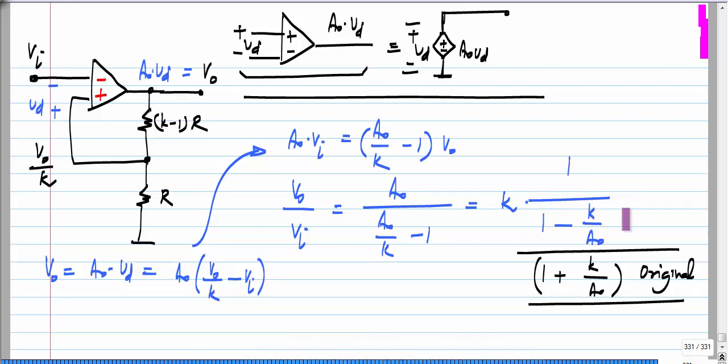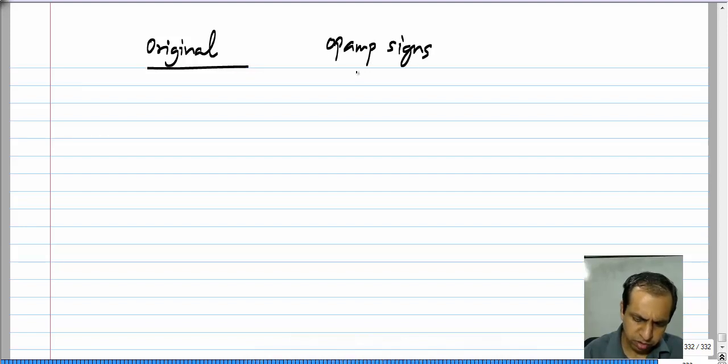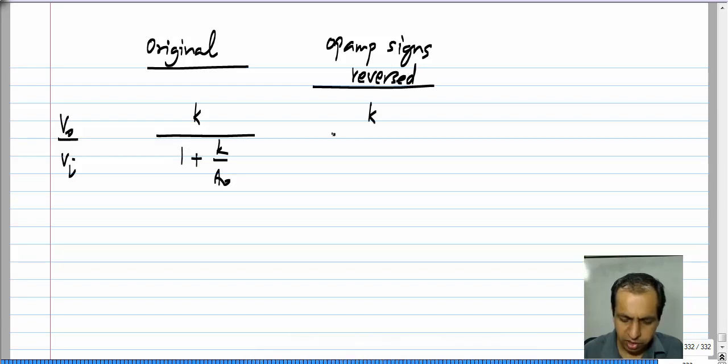Now, this does not look very significantly different, because we are considering cases when k by A naught is very small, because the gain of the op amp A naught is very large. When k by A naught is very small, this expression as well as the earlier expression will be approximately equal to k. So, let me put this down systematically. The expression for V naught by V I originally was k by 1 plus k by A naught, and with the op amp signs reversed, it is k by 1 minus k by A naught.